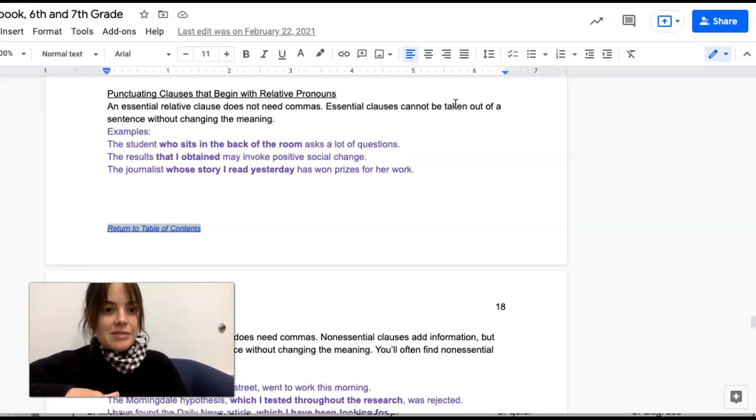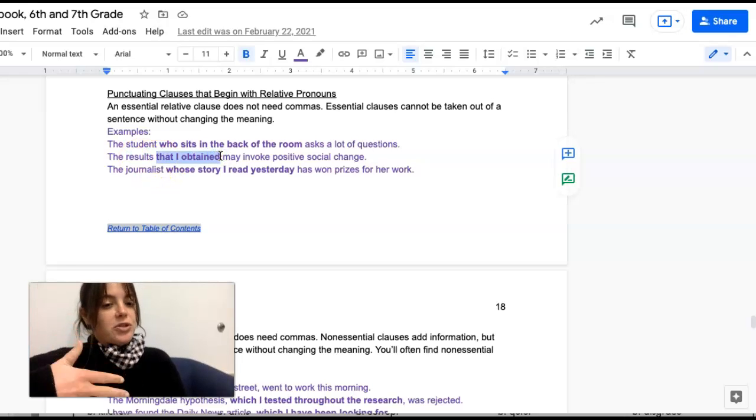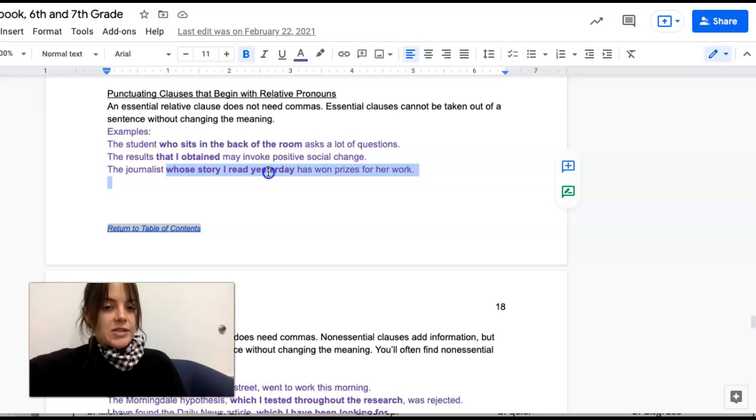They can't be taken out of the sentence without changing the meaning. Okay, so some examples: the student who sits at the back of the room asks a lot of questions. Student just by itself, I don't know which student it is, so I need to specify. I need to tell you which student it is. All right, similarly with results, that's a pretty general term, okay? So that I obtained tells me which results we're referring to. Journalist, again, could be any journalist. So whose story I read yesterday, that's a specific journalist that I'm talking about, okay? So usually these relative pronouns are gonna follow a noun and they're gonna tell me which one it is, okay?